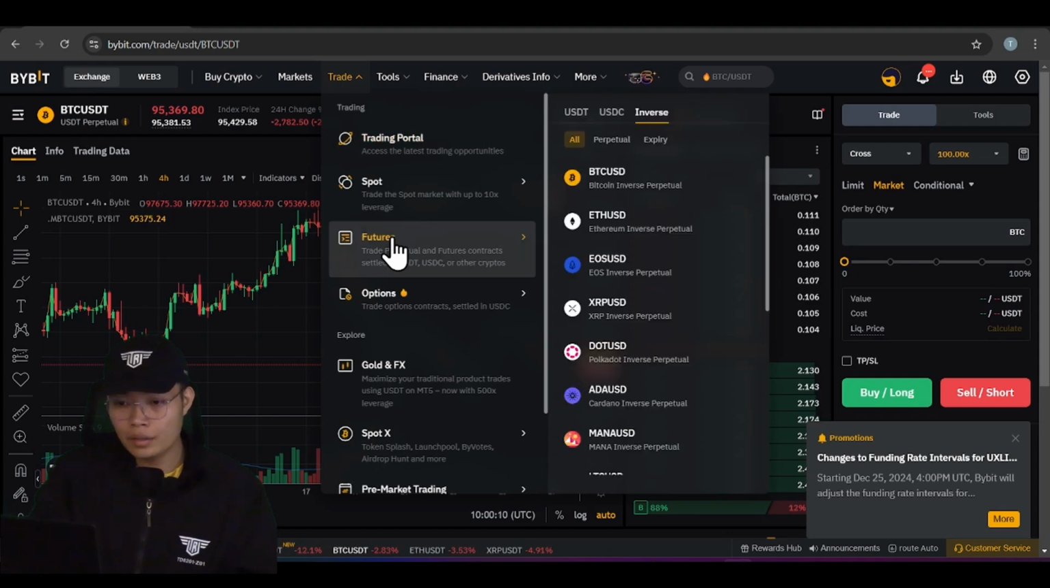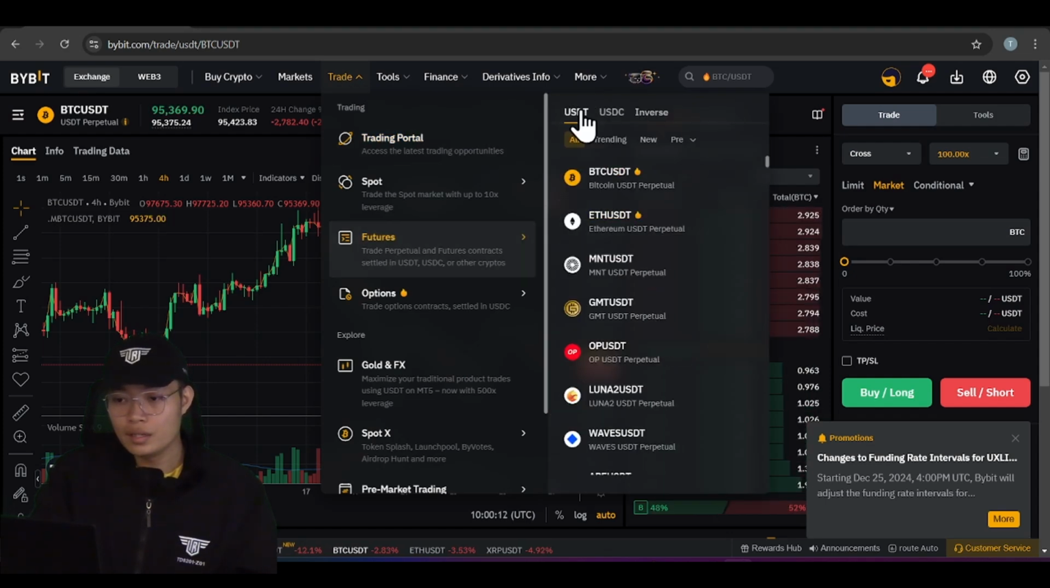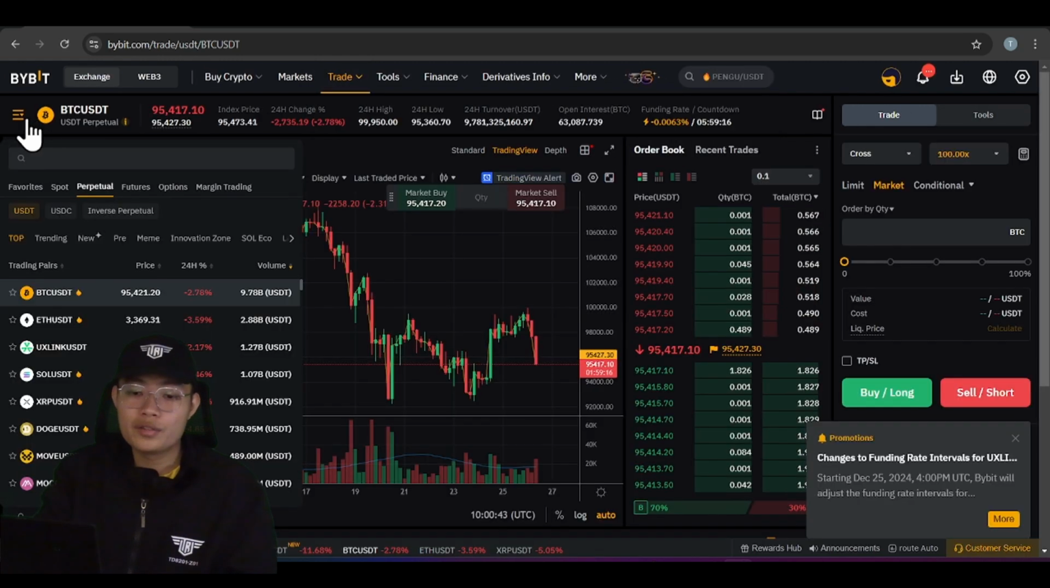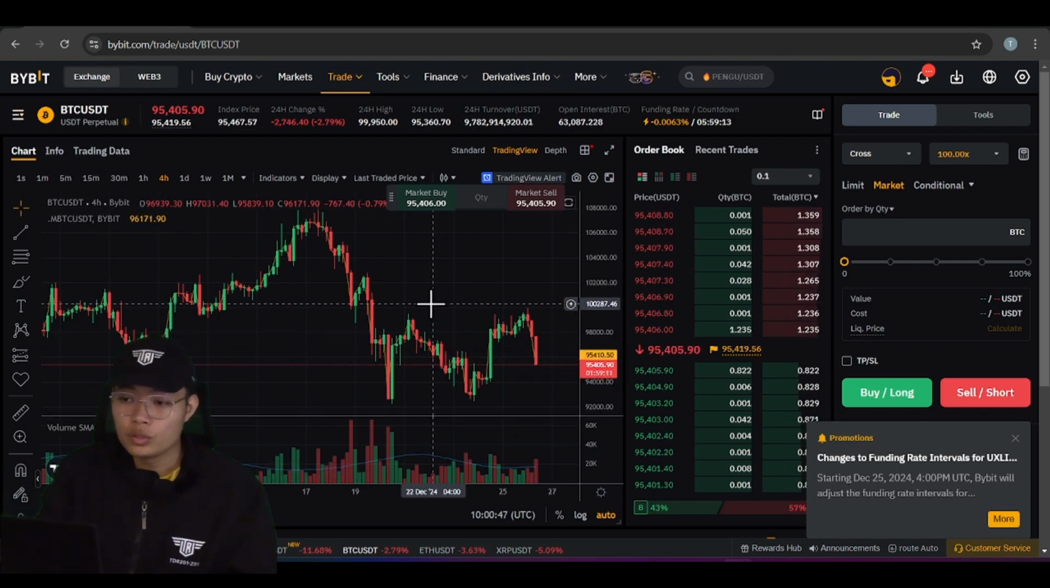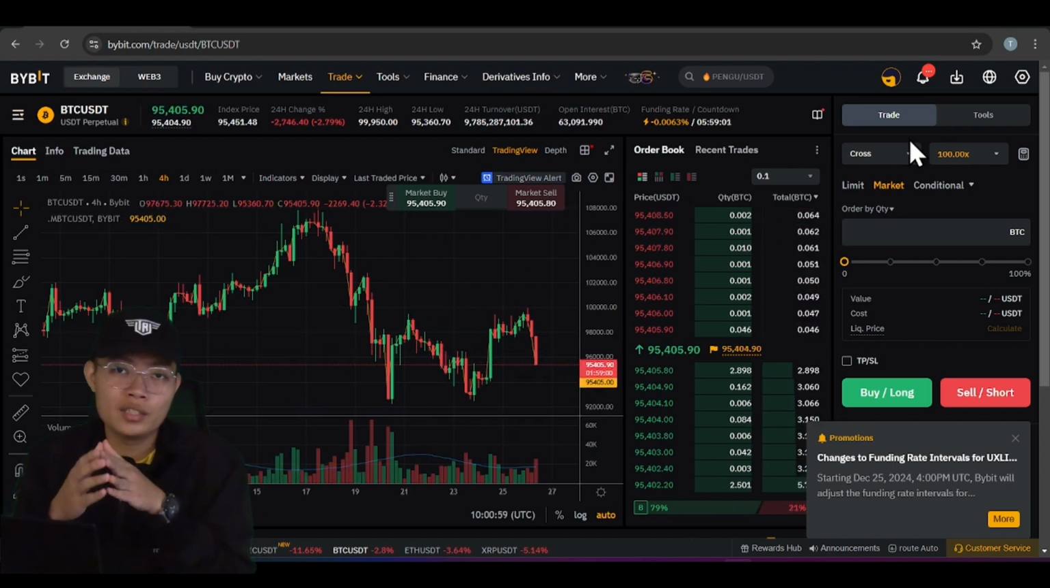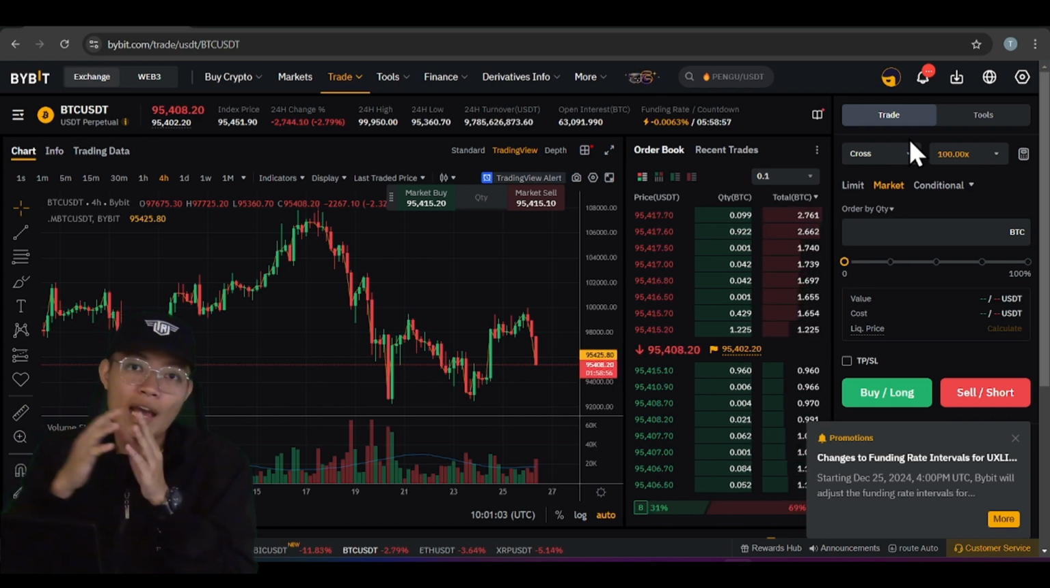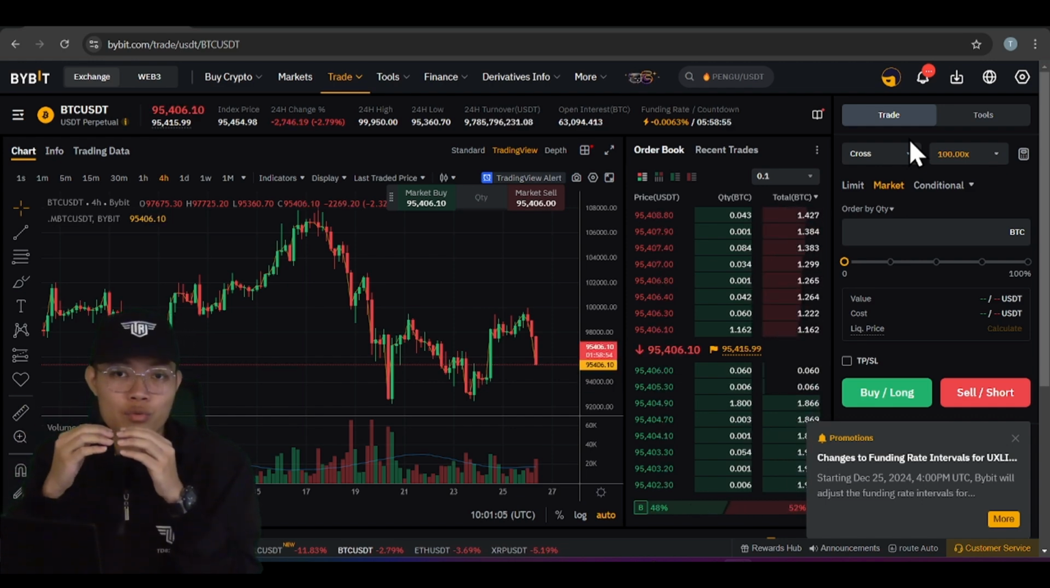All right, click on futures and USDT. All right, click the first one, BTC USDT. Okay, once you click the USDT perpetual, this is the layout that you will go through. One cool thing about USDT perpetuals is that we can make money when the price goes up, and we can make money as well when the price goes down.